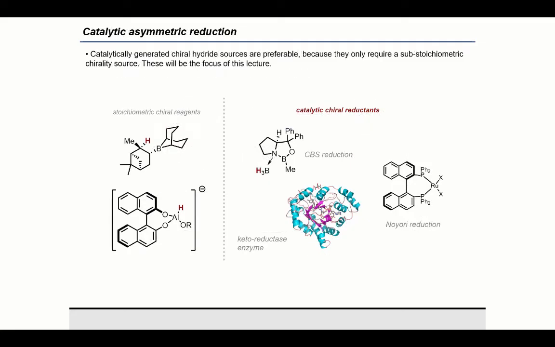So, as part of this lecture on catalytic asymmetric carbonyl reduction, we're going to look at the CBS reduction, the Noyori reduction, and enzymatic approaches to carbonyl reduction. So let's get stuck into it.